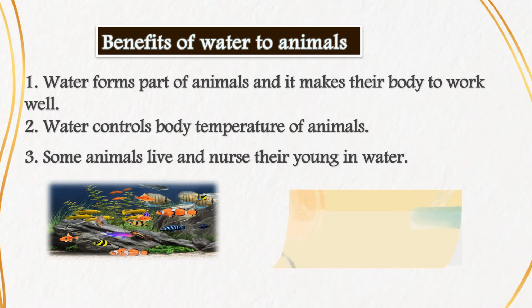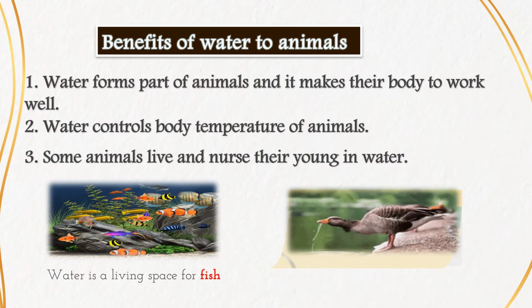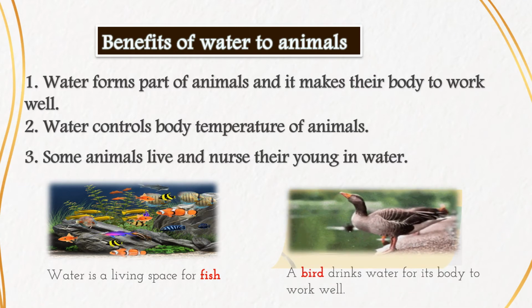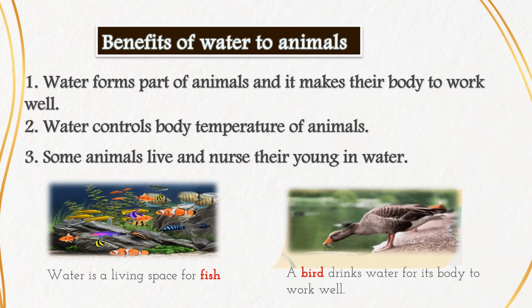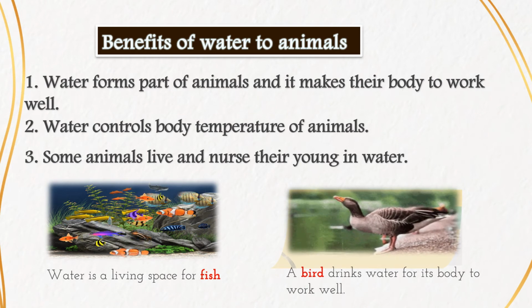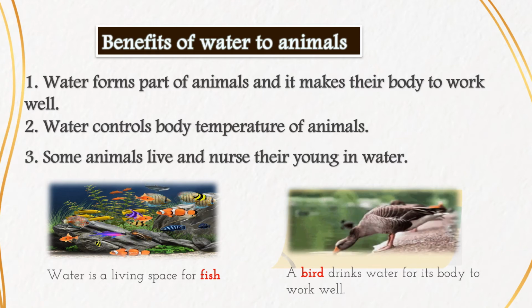An example is fish. Did you eat fish? Yes, very good. So, water is a living space for fish. If the fish live in grassland, can they breathe? No, because fish live in water. Next is, a bird drinks water for its body to work well. Okay, do you understand, everyone? Perfect. So let's move on.